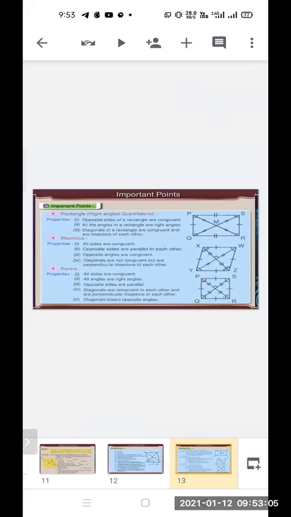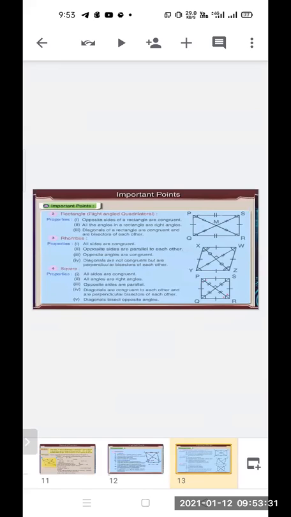After that we have learned the rhombus. In that, all sides are congruent, we have studied. Also their opposite sides are parallel to each other, opposite angles are congruent, and diagonals are not congruent, but they are perpendicular bisectors of each other. In a rhombus, the diagonals are not congruent and they are perpendicular bisectors of each other.